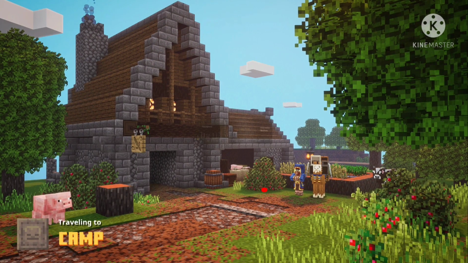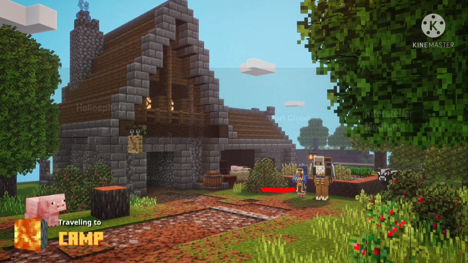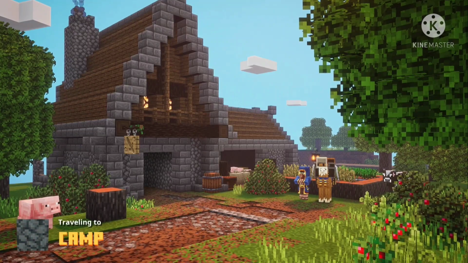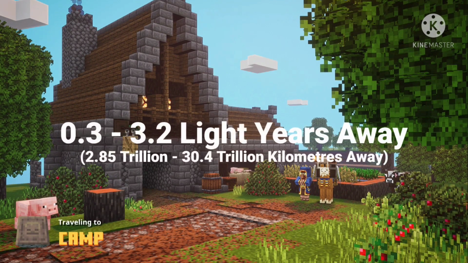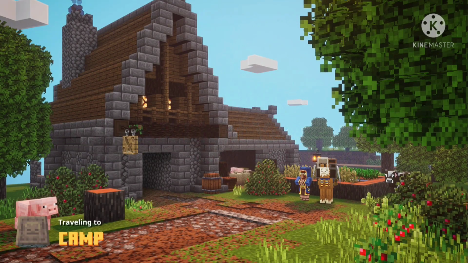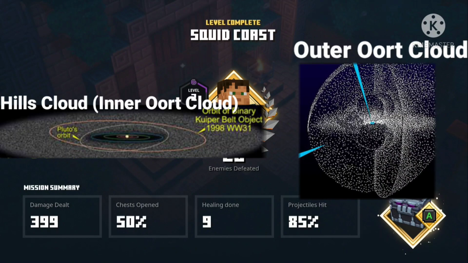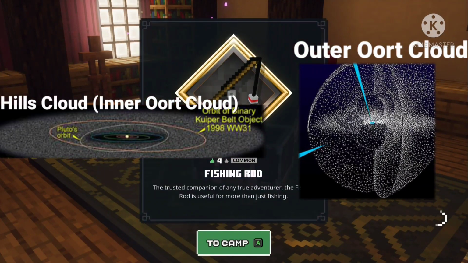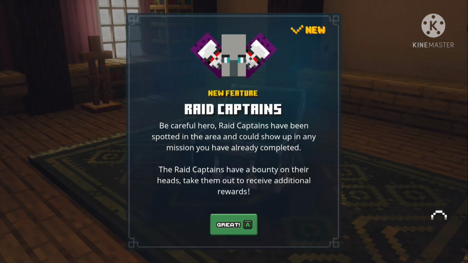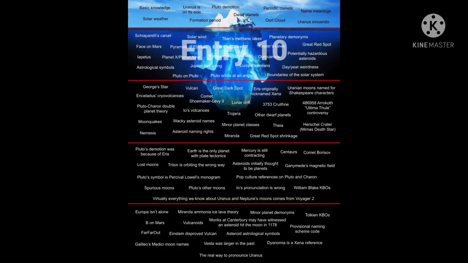The Oort cloud, also known as the Öpik-Oort cloud, is a theoretical concept of a cloud of icy, semi-planet-sized objects surrounding the Sun at distances of 0.3 to 3.2 light-years away. It is divided into two regions, a disc-shaped inner Oort cloud, which is also known as the Hills cloud, and a spherical outer Oort cloud. Both regions would be in interstellar space and would be around 1,000 times further away from the Sun than the Kuiper belt.